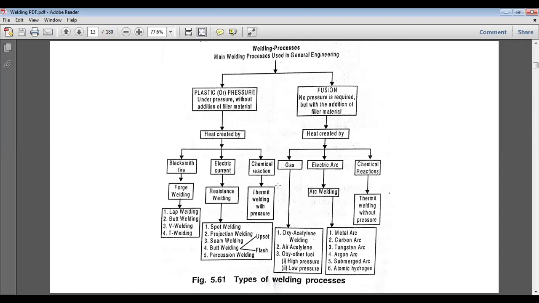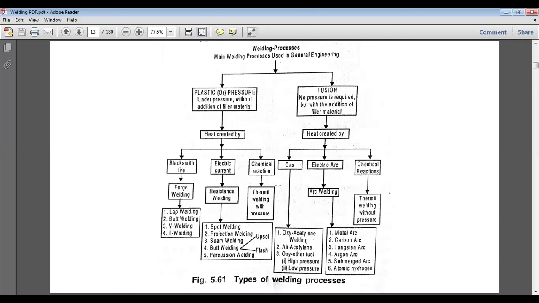So in blacksmith fire, we'll be discussing forge welding. When we discuss forge welding, we'll be discussing how heat is combined with pressure in order to produce a blacksmith joint. So this is the forge welding we'll be discussing.